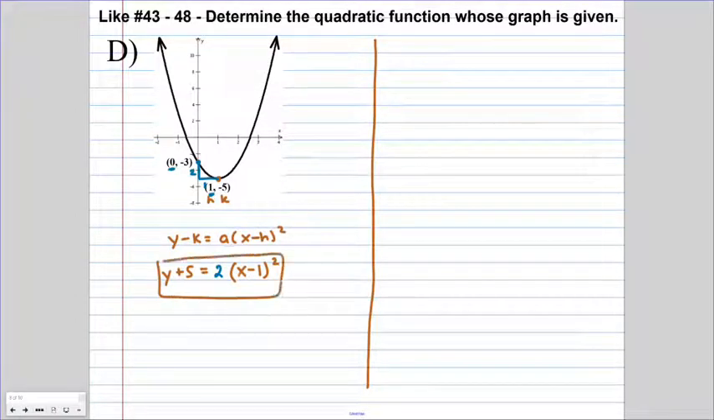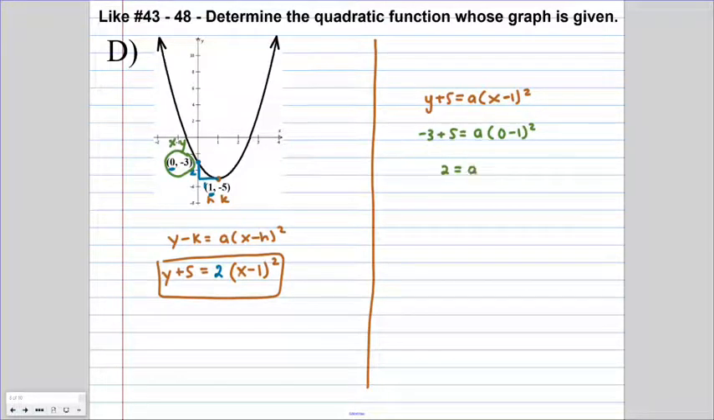Now, if that was hard for you to do, I'm going to go back to that last step where I had h and k already filled in. So this is y plus 5 equals a times x minus 1 squared. Then I'm going to use that second point, not the vertex, (0, negative 3), and replace x and y in my equation with 0 and negative 3. That gives me negative 3 plus 5 equals a times 0 minus 1 squared, and then I solve for a. So we get 2 equals a times 1, or a equals 2. That's where I get that 2 algebraically, if I can't see it visually from the graph.